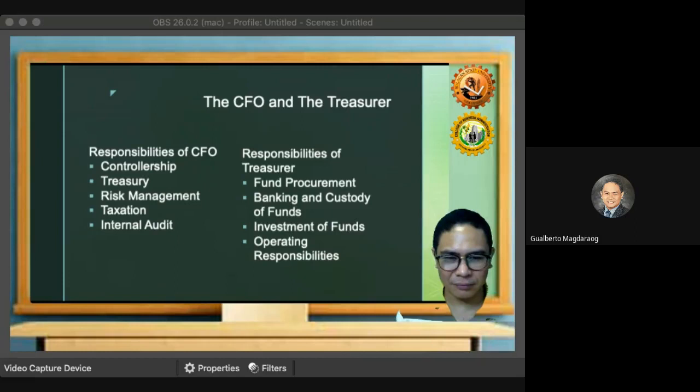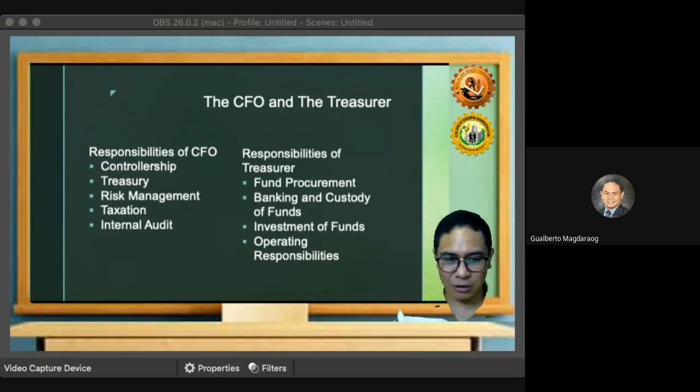So meron lang siyang mga other responsibility na hindi natin pa siguro ina-assume na sa kanya rin pala yun. Like fund procurement, investments of funds, and other operating responsibilities. So if there are projects that need to be funded, part yun ng responsibility mo. Ikaw ang maghahanap ng pagkukunan ng capital natin.